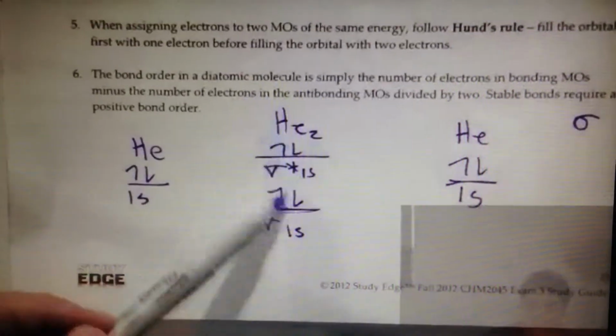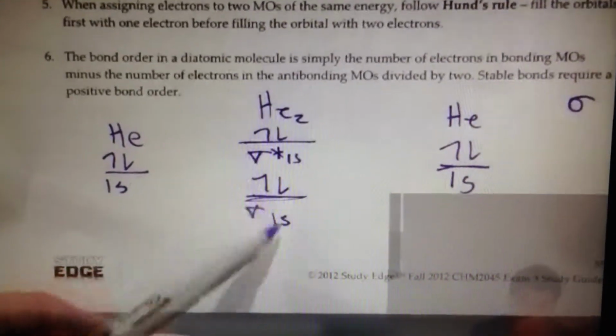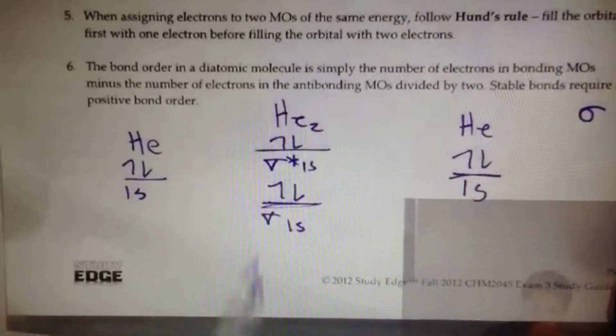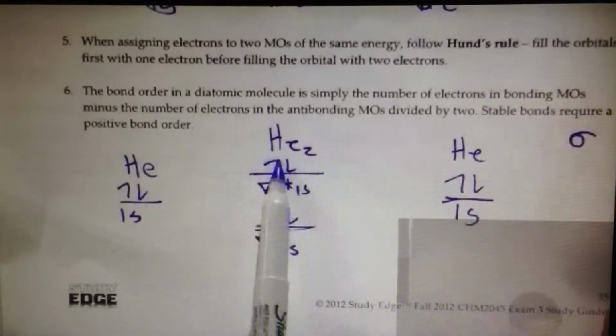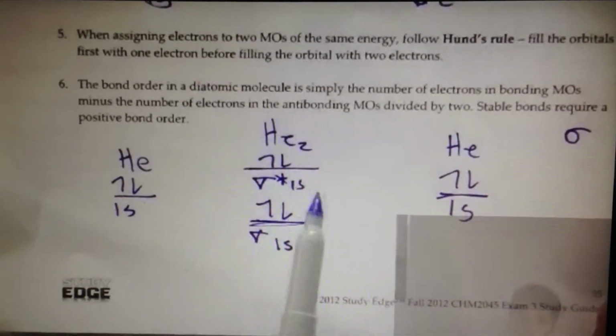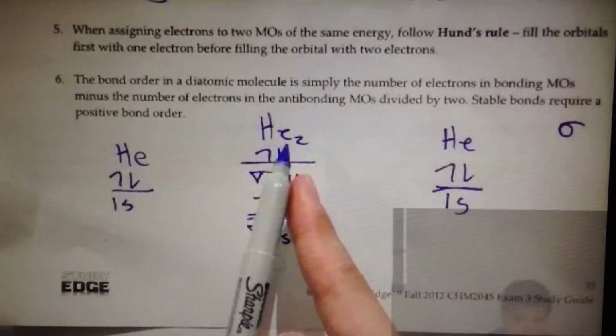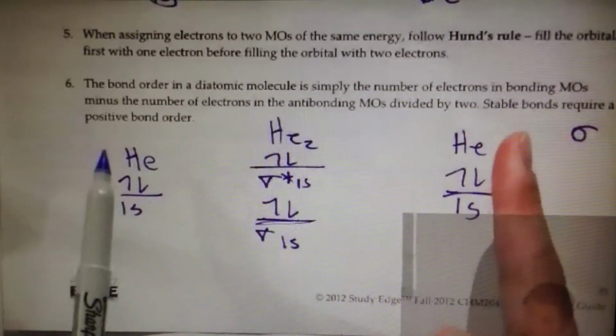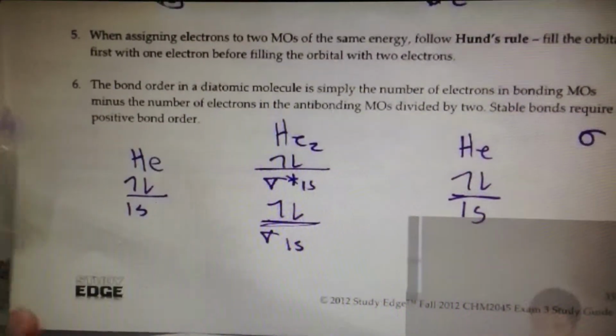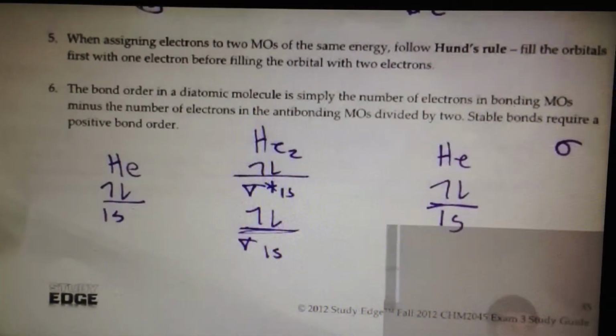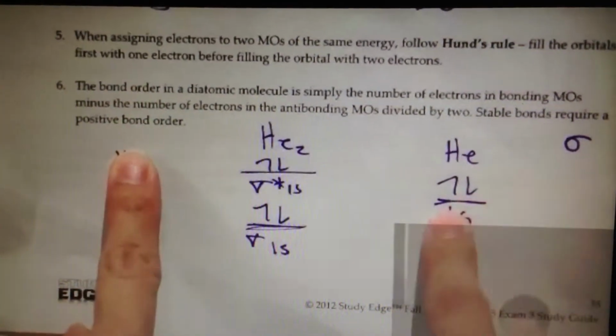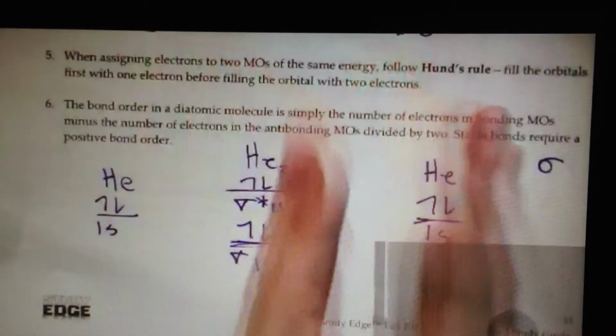Bond orders of 0 mean the individual elements are more stable than the compound. So, if I had He2, that means what? This is going to be 0. Does everybody get the bond order is going to be 0? Because bonding is 2, anti-bonding is 2, so that's 0. What does that mean? He2 doesn't want to stay like this. It wants to be by itself. That's all that it means. And that should make sense, right? Because this is a noble gas. Why would you want to come together?